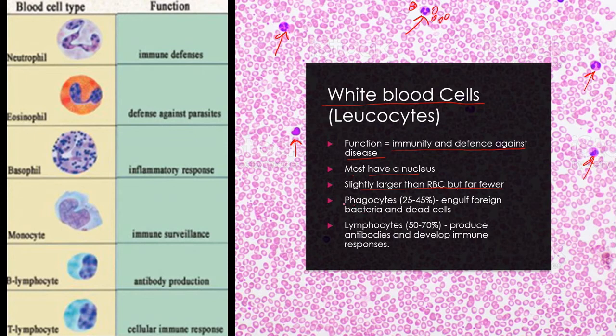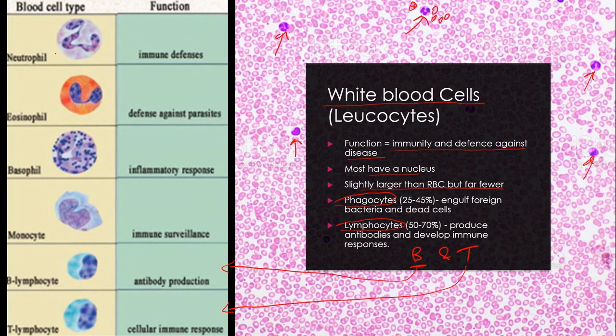Just under half of them would be phagocytes. So they undergo phagocytosis and engulf foreign bacteria and dead cells. The rest would be made up of lymphocytes. So these are your B and T lymphocytes that produce antibodies if you're a B plasma cell and develop immune responses. So remember our two lymphocytes down here. B lymphocyte, we're producing antibodies if that's extracellular infection. If we have infected cells, we have the cell-mediated response by the T lymphocytes.